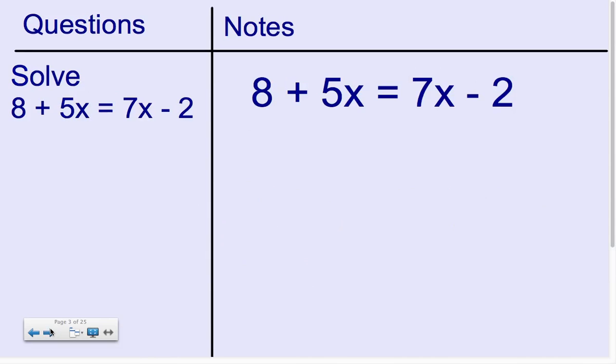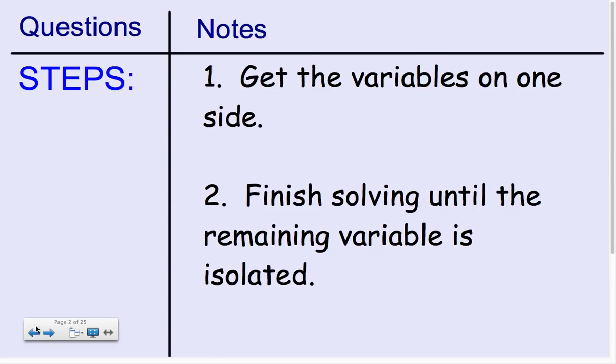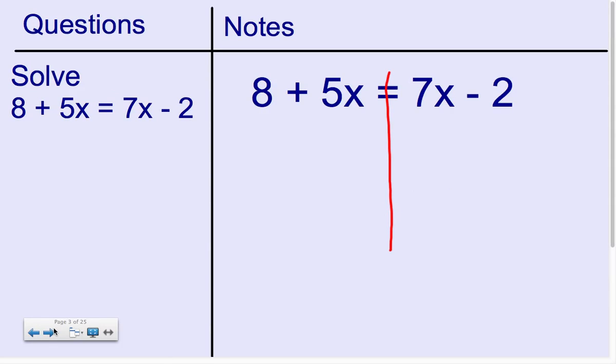Our first example is 8 plus 5x equals 7x minus 2. Just like in all the problems in the rest of chapter 2, we're going to draw train tracks first, which will help us keep our problem organized. Now, if you look back at our steps from a moment ago, it says get the variables on one side. So first of all, I'm going to identify my variables. I have 5x and I have 7x.